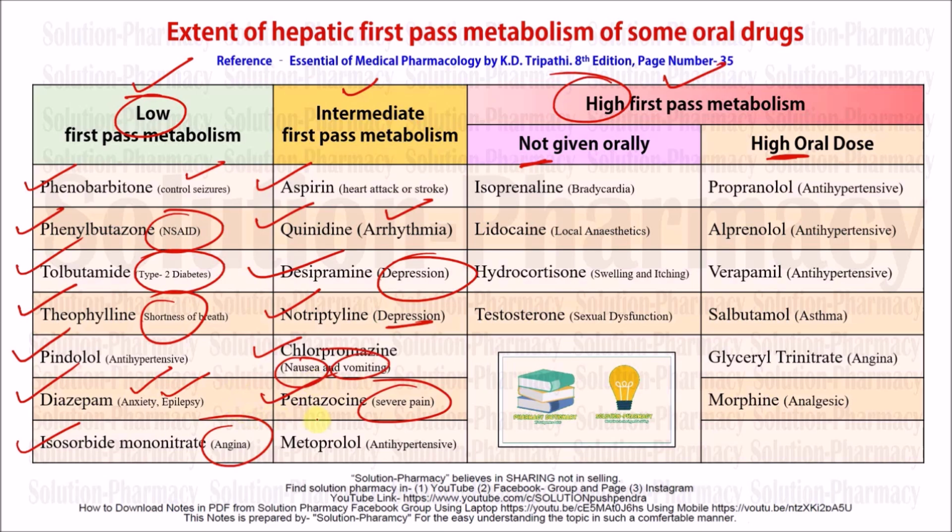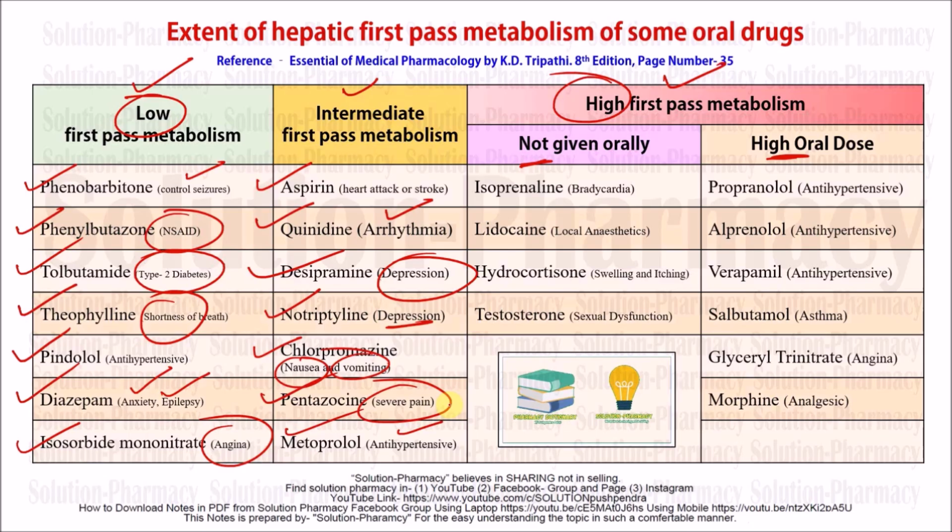The next one, metoprolol, is an example of an antihypertensive drug. The subclass is beta blocker, which is also used to control hypertension, or we can say elevated blood pressure. Now we have to study the most important section of this table. These are high first pass metabolism, not given orally category, and high oral dose category. So these three terms are very important.